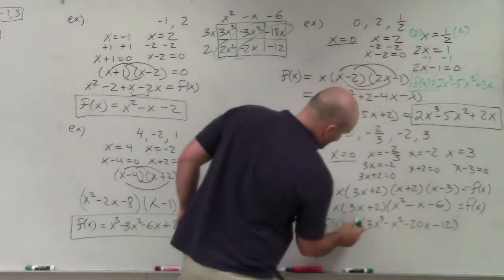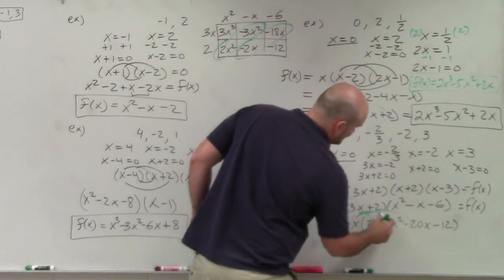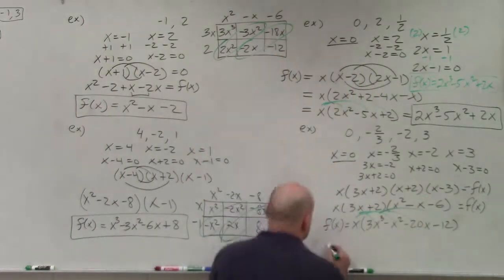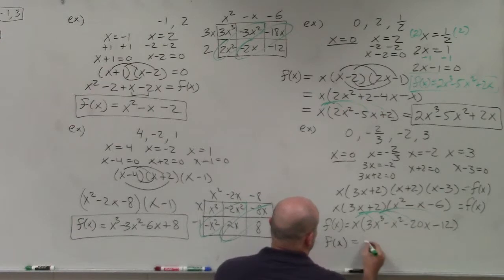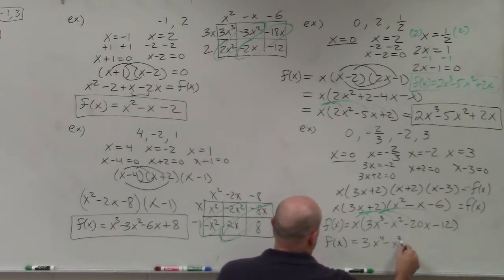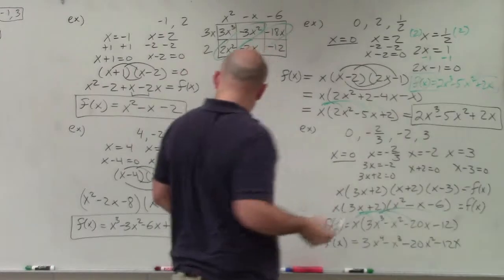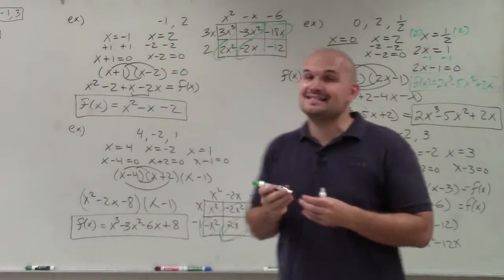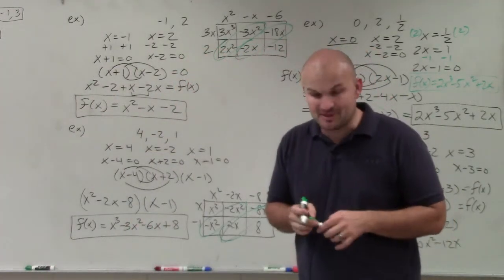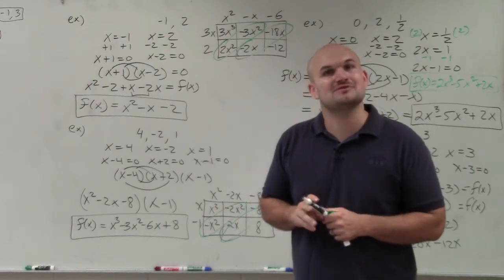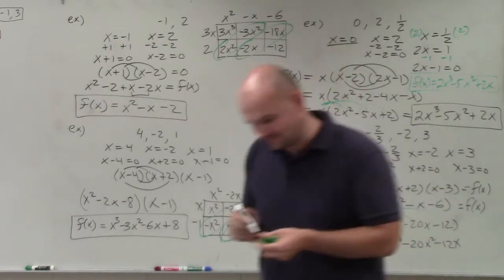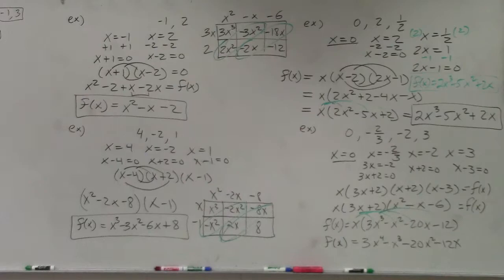Then I need to apply my last distributive property, which is basically just going to raise the power of every term. So I'll have f of x equals 3x to the fourth minus x cubed minus 20x squared minus 12x. Whew. So there you go, ladies and gentlemen. That is how you write the equation of a polynomial when given your zeros, or solutions, or roots.